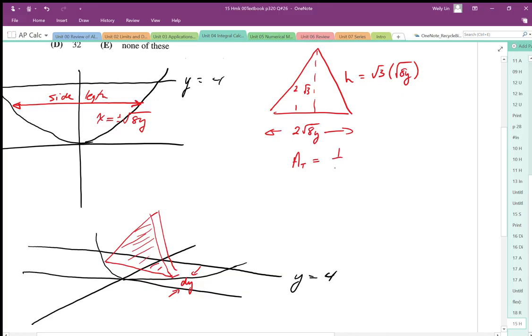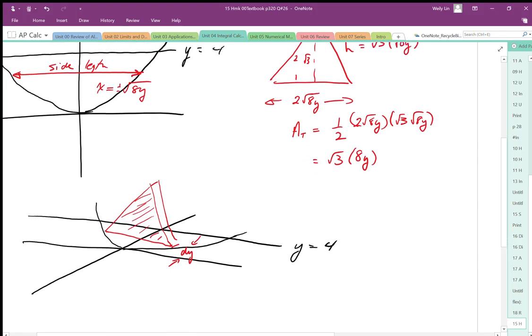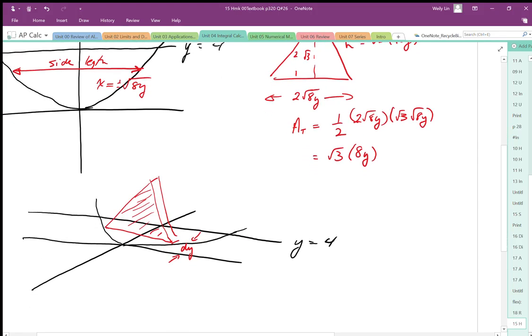It's going to be 1/2 base times height, so I get 1/2 times 2 root 8y times root 3 root 8y. The 2's cancel out, so I end up with root 3 times root 8y times root 8y, which is just 8y. So there's the area of the triangle. Once I have the area of the triangle, I can now integrate this expression to get the volume.